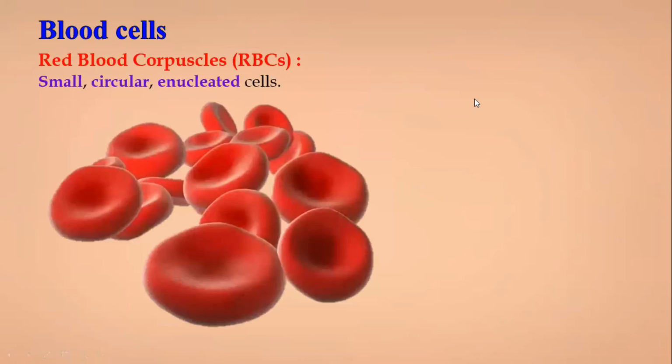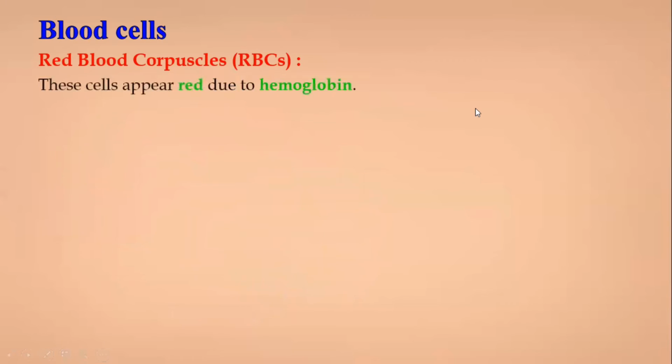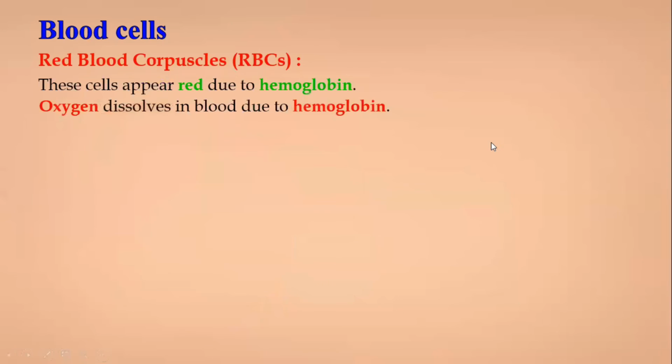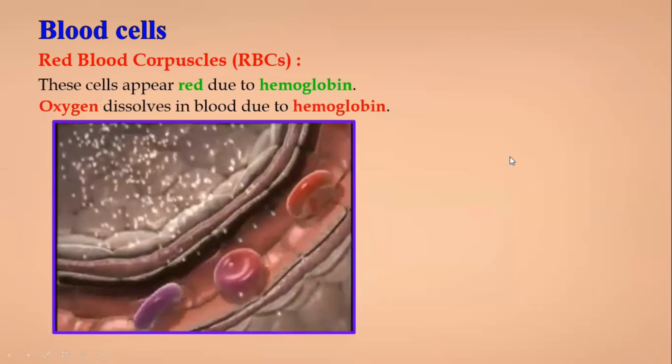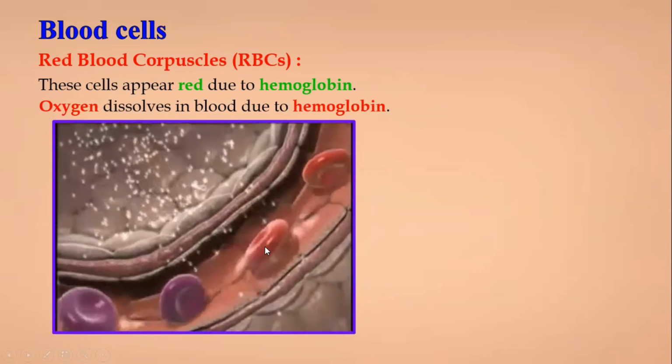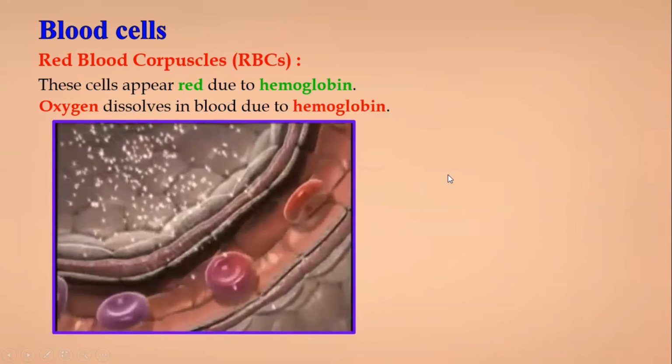Now, blood cells. RBCs, first thing, that is red blood corpuscles. They are small, circular and enucleated cells. If you can see, there is a small dip in between. That's why they are called enucleated cells. These cells appear red due to the presence of hemoglobin. Hemoglobin is very important for the functioning of our cells. Oxygen dissolves in blood due to hemoglobin. So if you see, oxygen is going from your cells to the red blood corpuscles.